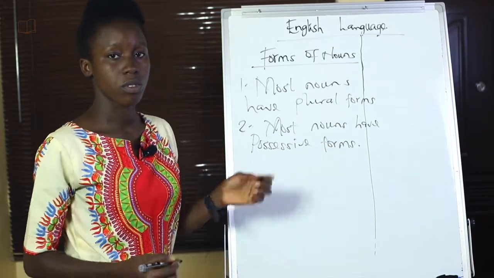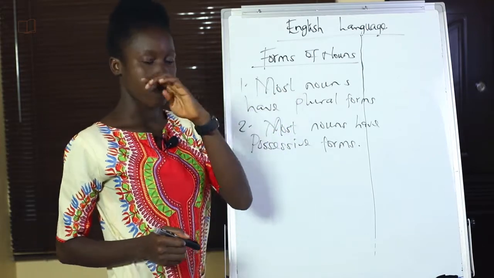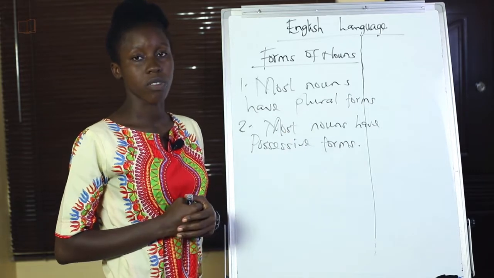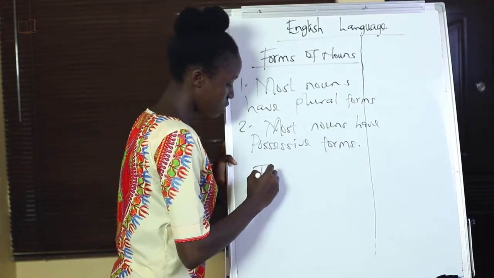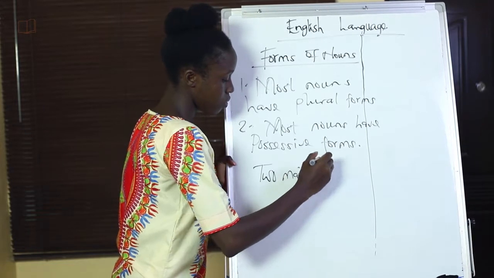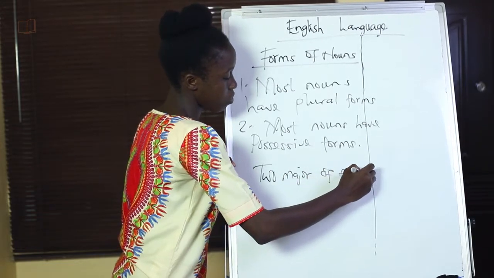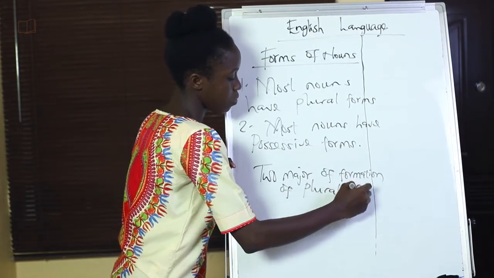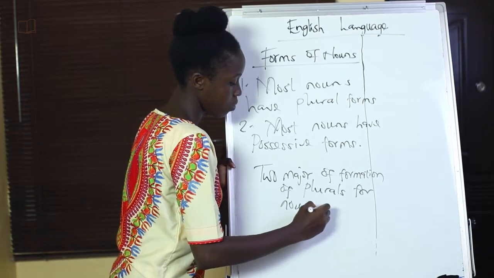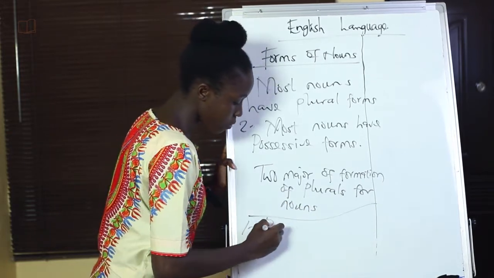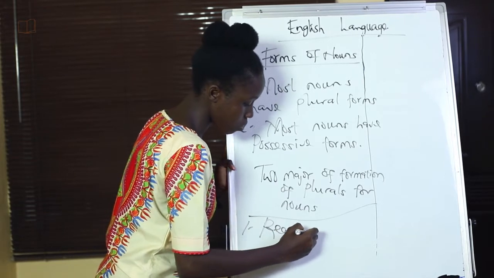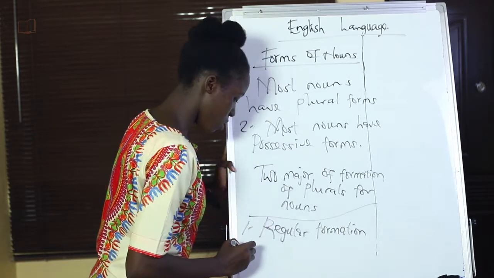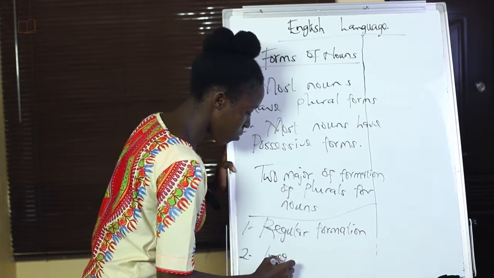We'll consider the first one. Most nouns have plural forms. There are two major ways by which nouns form their plurals. The first one is regular formation, while the other one is irregular formation.